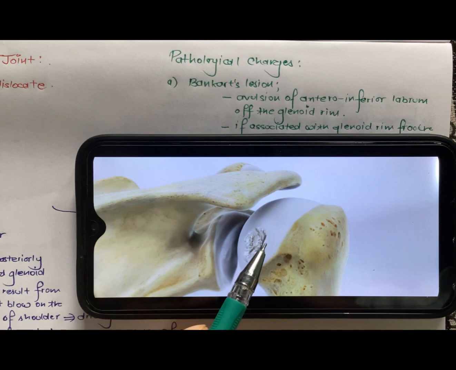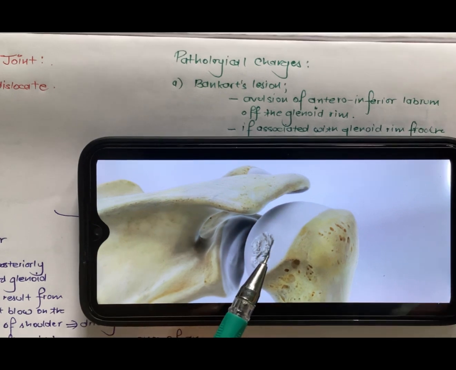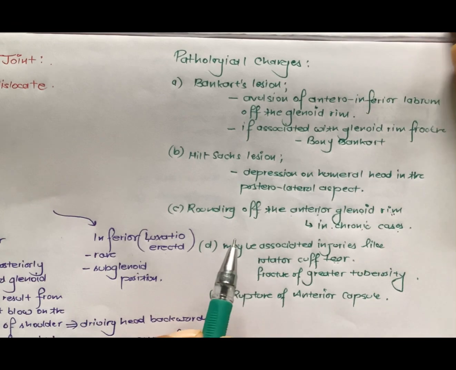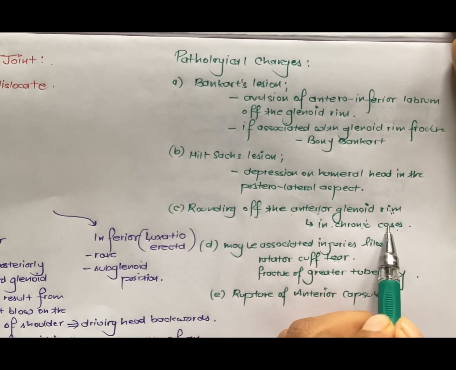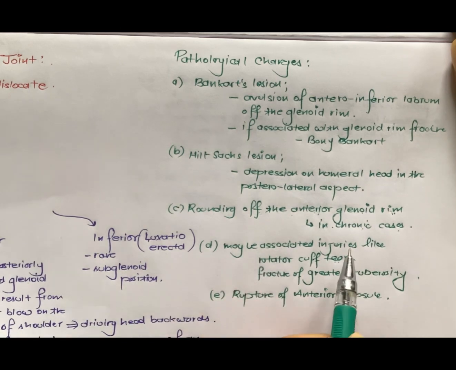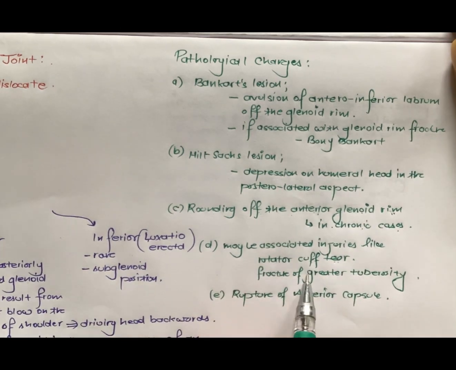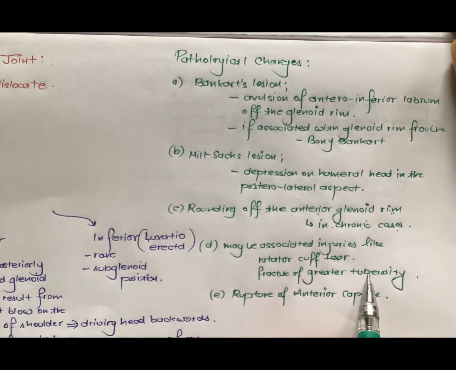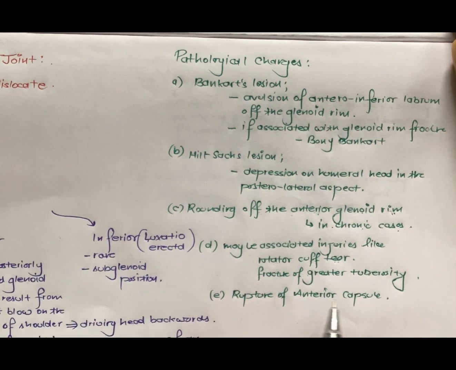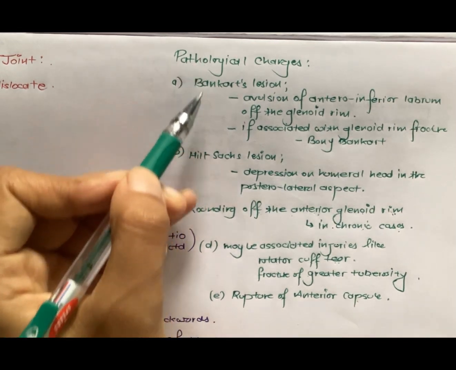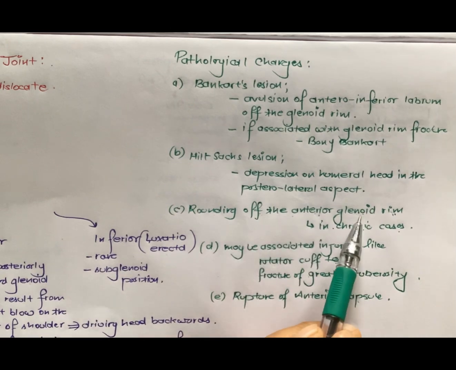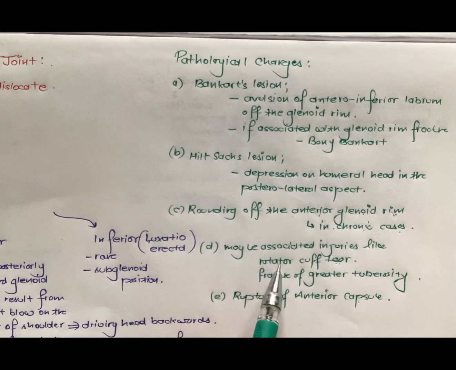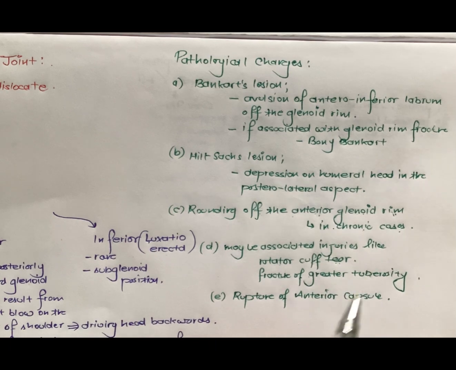Now moving on to the other pathological features, we can see the rounding of the anterior glenoid rim as well in chronic cases, and it can also be associated with injuries like rotator cuff tear and fracture of greater tuberosity, and there could also be rupture of anterior capsule as well. So these are the pathological changes, and they are Bankart lesion, Hill-Sachs lesion, rounding of the anterior glenoid rim associated with rotator cuff tear and fracture of greater tuberosity, and rupture of anterior capsule.